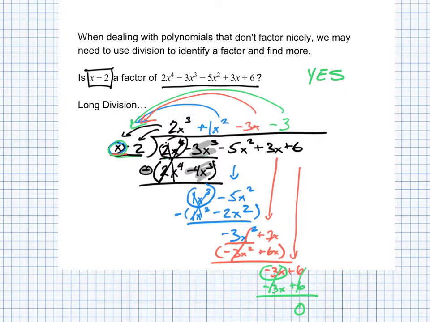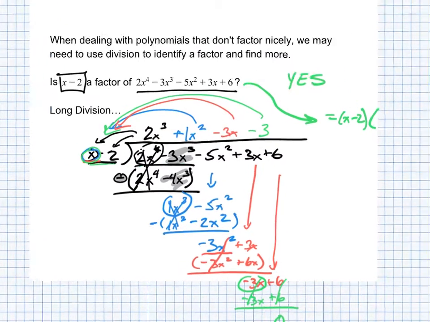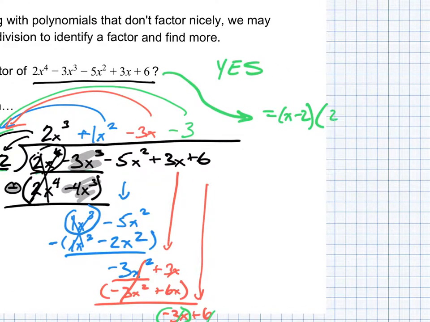We could write our original polynomial as x minus 2 times the result of the quotient, which is 2x cubed plus x squared minus 3x minus 3. If we were asked to, we would have a chance to factor this further.